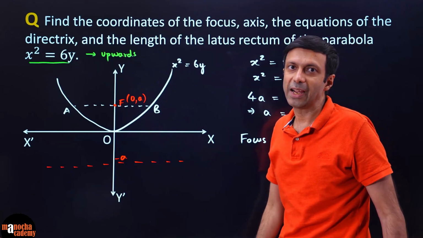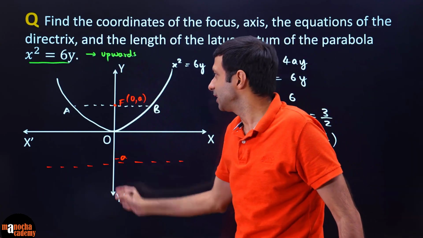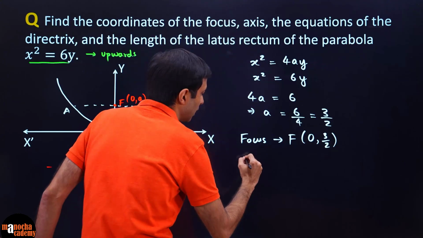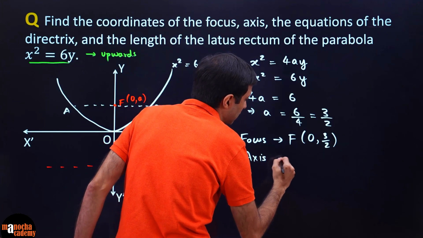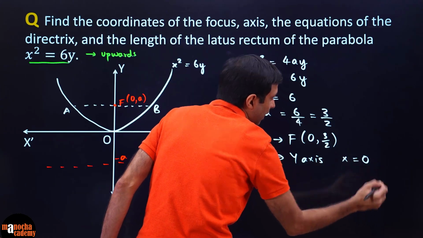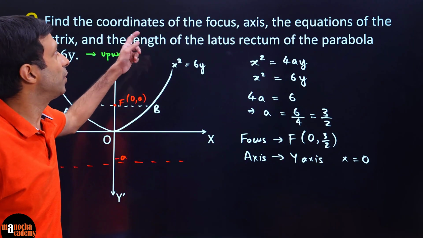Now what is the coordinate of the axis? Axis means this axis, the axis of symmetry. So axis is going to be the y-axis. Let's write that down. Axis is the y-axis, and for the y-axis we know the equation is x equal to 0. So we are done with that.